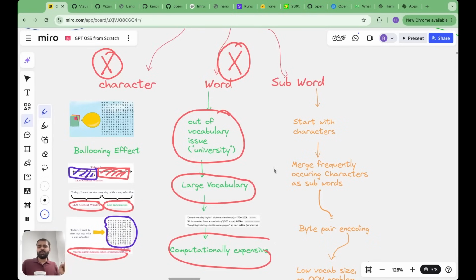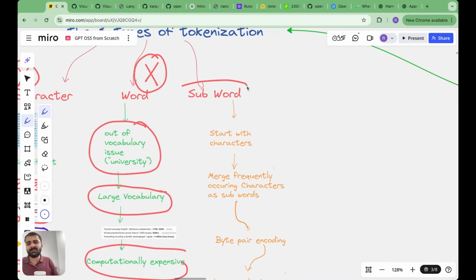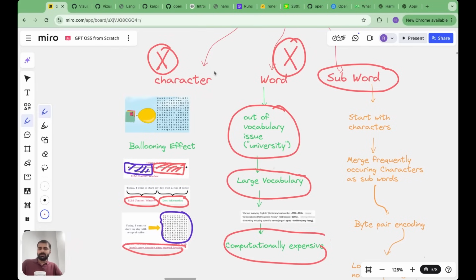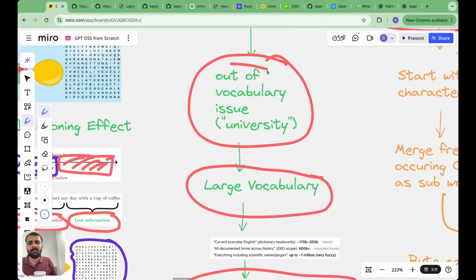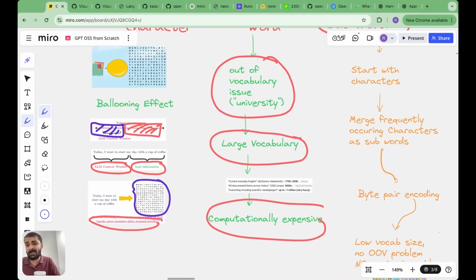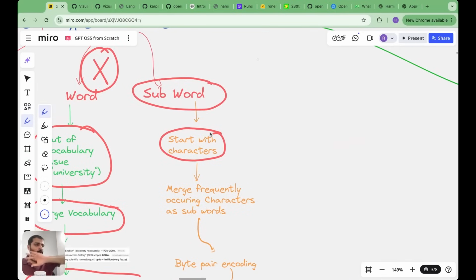So then what's the best of both worlds? The best of both worlds is to use a subword tokenization scheme. It says, why don't we use the advantages of both? What's the advantage of character level tokenization? We'll never have the out of vocabulary problem, because everything can be broken down into characters, no matter if it's misspelled. So in subword tokenization, we start with characters. All of those are added to the vocabulary by default. So we will never have the out of vocabulary issue. The out of vocabulary issue is solved.